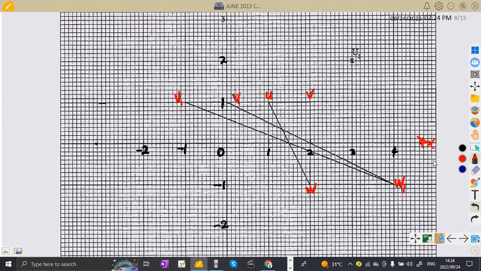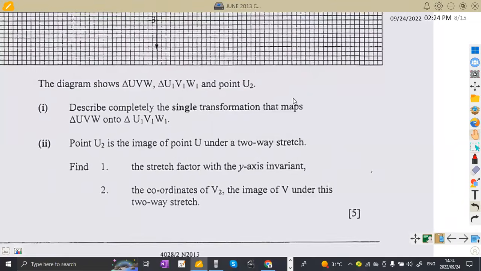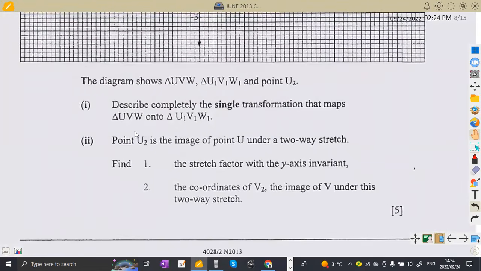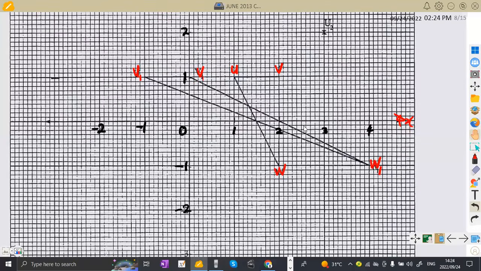The question now is, from this diagram, describe completely the single transformation which maps triangle UVW onto triangle U1 V1 W1. So what is the transformation that is mapping this triangle onto this? Cross-checking on the diagram, we can see that we are supposed to expect to be talking of shear and one-way stretch, because UV is still the same, U1 V1, it didn't change. So enlargement is totally out. If enlargement is totally out, two-way stretch is also totally out, and we can't be talking of isometry.